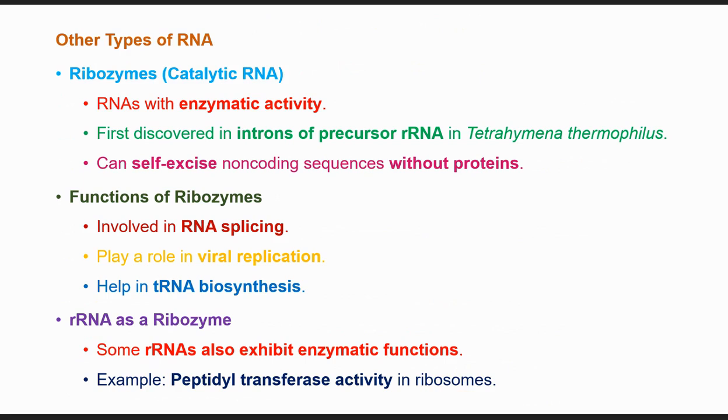Other types of RNA. Ribozymes are otherwise called catalytic RNA. These types of RNA refer to those RNAs that are capable of showing enzymatic activities. They were first discovered in introns of precursor ribosomal RNA of Tetrahymena thermophila, where it was found that these non-coding sequences were capable of excising themselves without any protein or external source. These RNAs play a vital role in major reactions like RNA splicing, viral replication and tRNA biosynthesis. rRNA also shows enzymatic activities and thus can be termed a ribozyme. Example, peptidyl transferase activity in ribosomes.